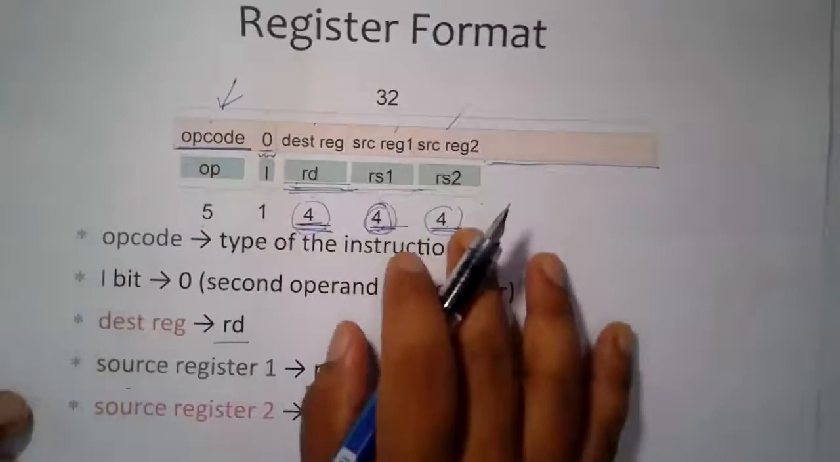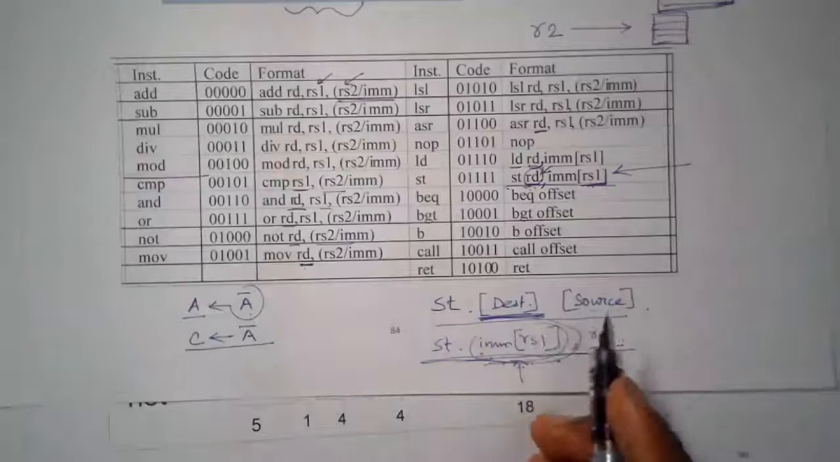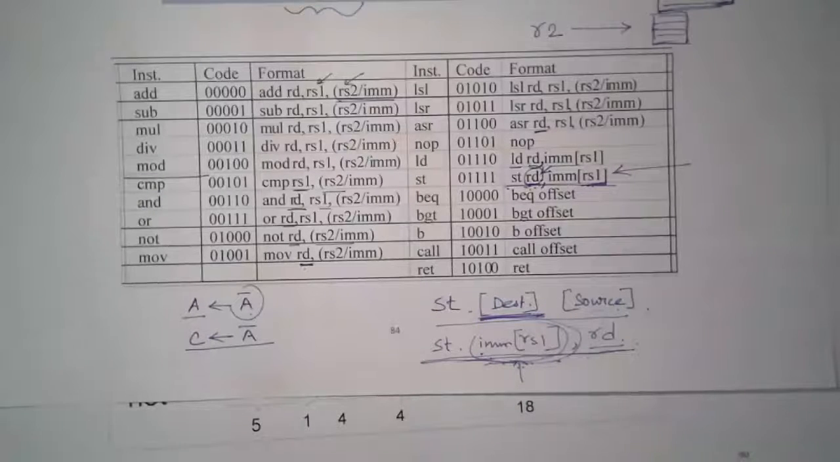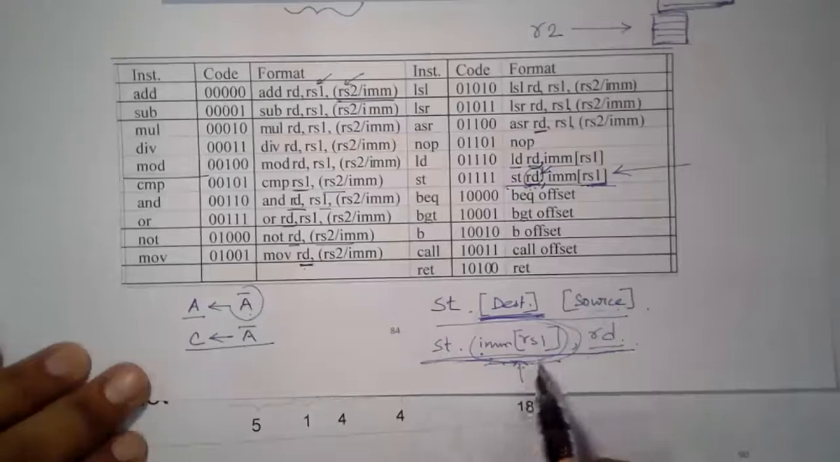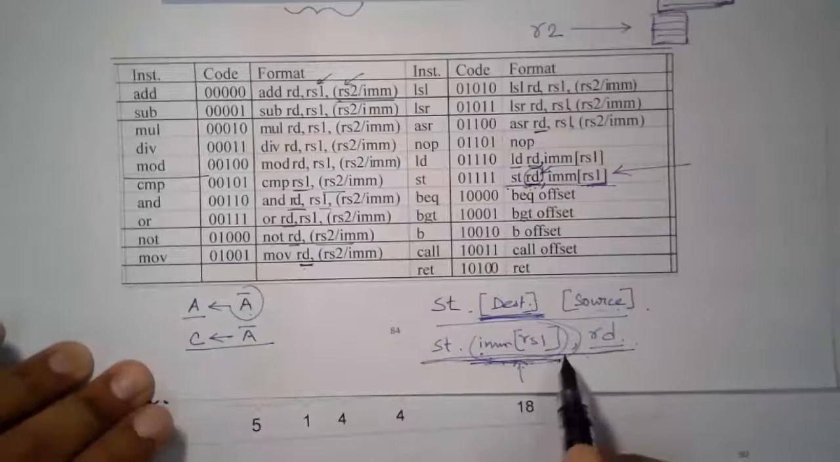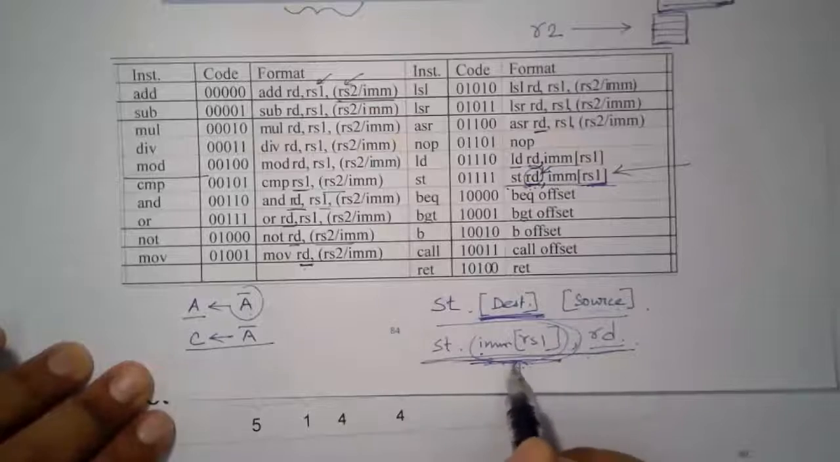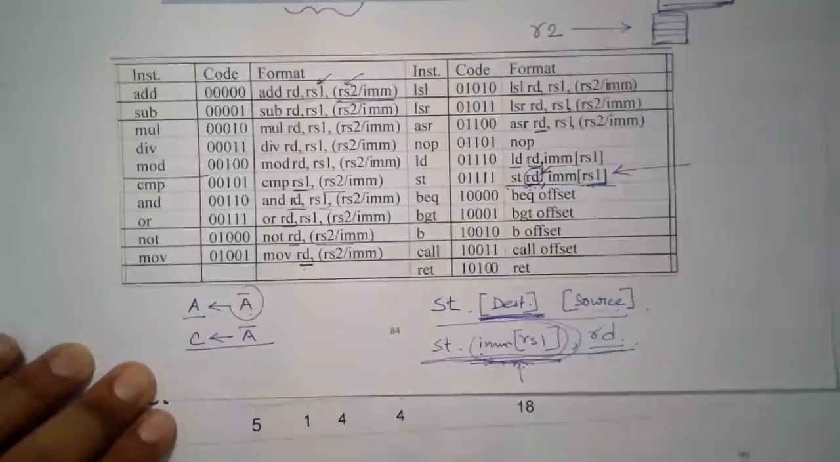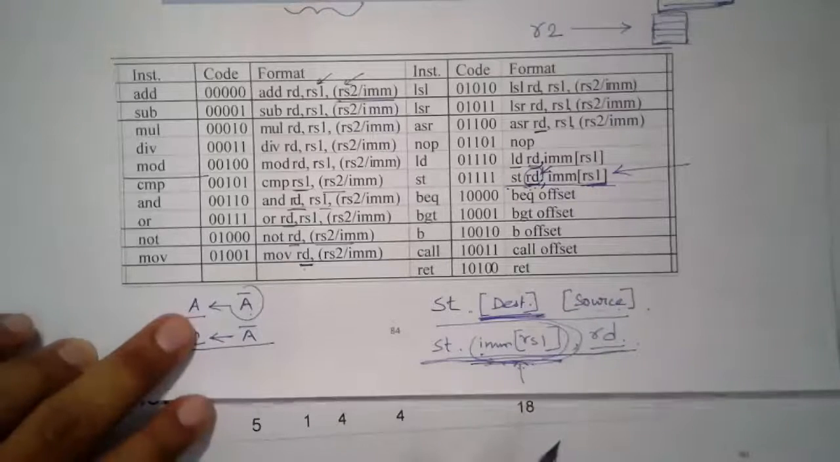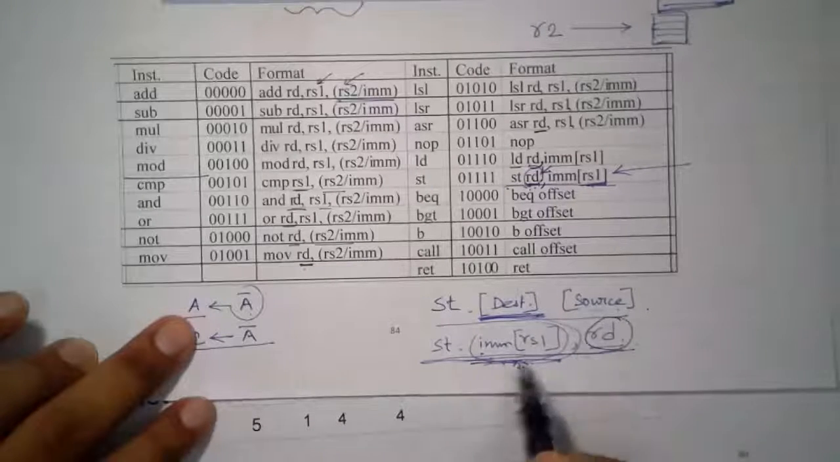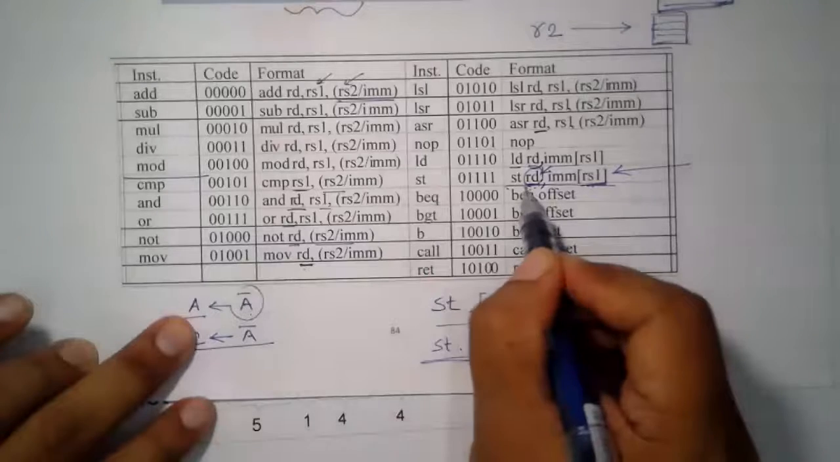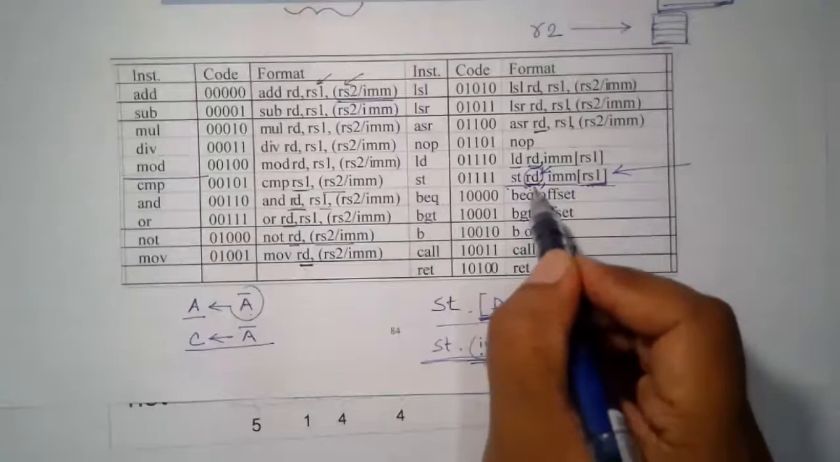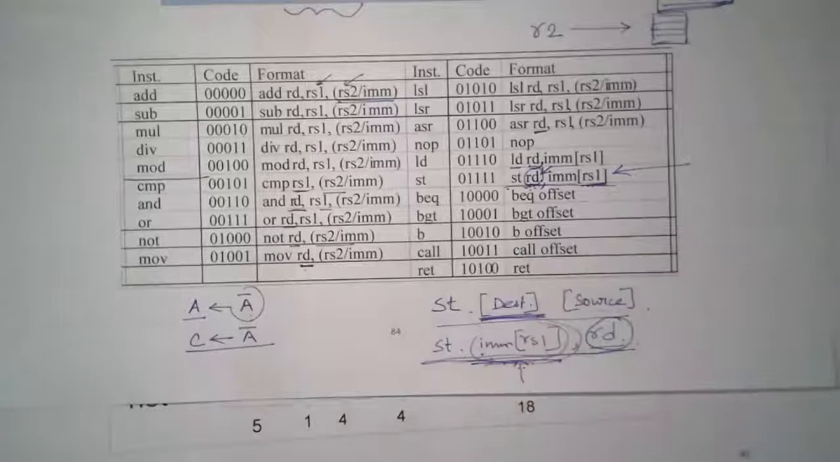So instead of making things so complicated, another way could be you just take the store instruction as an exception, and you say that though we said that destination has to come first in the instruction format, we will ignore that and we will say that the source register itself will be denoted first in the store instruction. Basically, in the store instruction, the source and destination have been swapped. So that is the uniqueness of this store instruction.